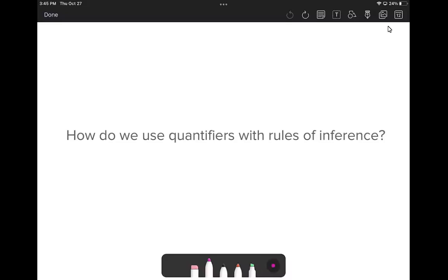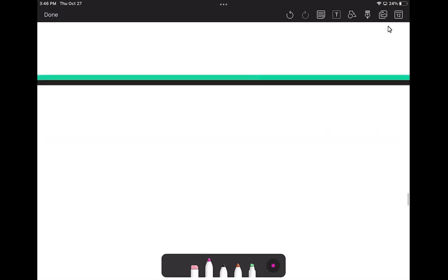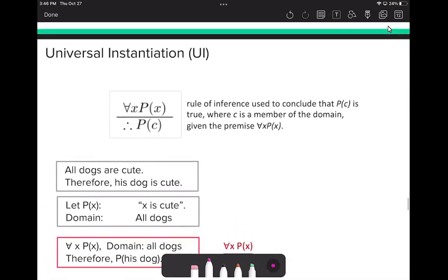In the previous videos, we have shown you how to apply the rules of inference to build valid arguments on compound propositions. Now, the question is how we can use quantifiers with the rules of inference. So there are also several rules, actually 4 rules of inference for quantifiers, and let's move on to the first one. So the first one is the universal instantiation, or the UI.